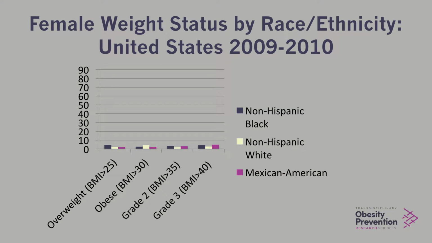race and income. And I want to just highlight one of those disparities because when you look at female weight status by race and ethnicity in the United States from 2009 to 2010, non-Hispanic Black women actually have the highest prevalence of overweight and obesity as compared to all racial, ethnic, and gender groups.